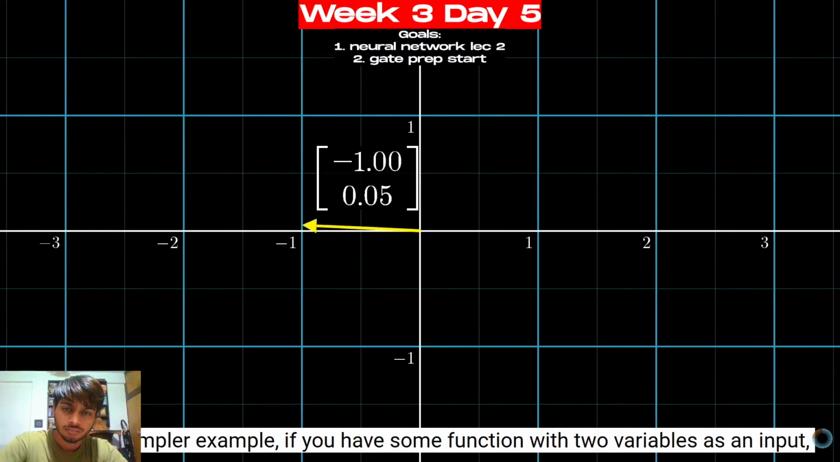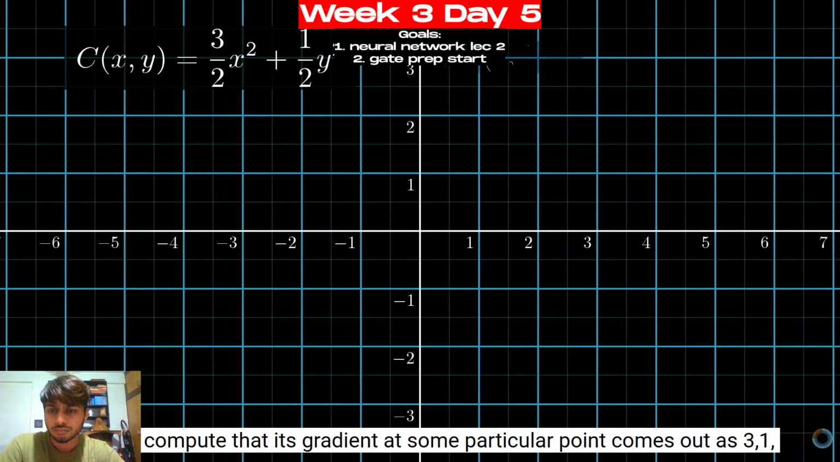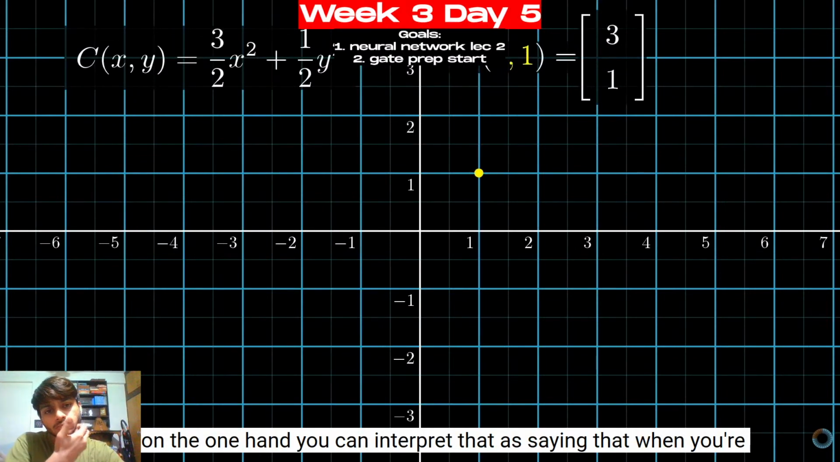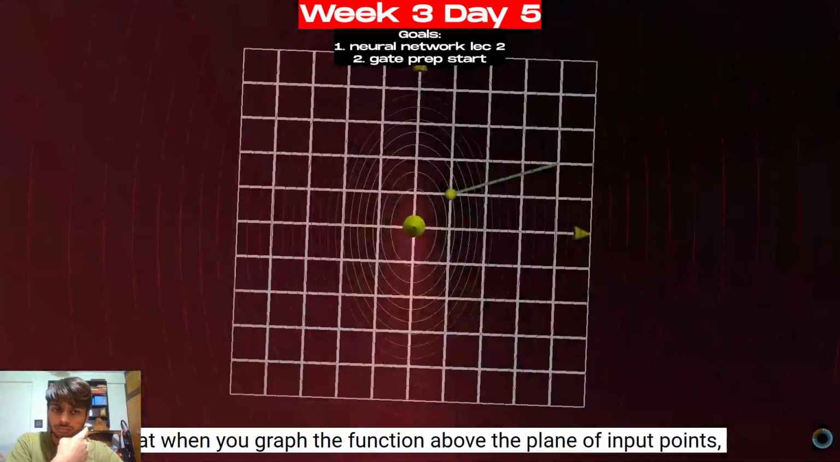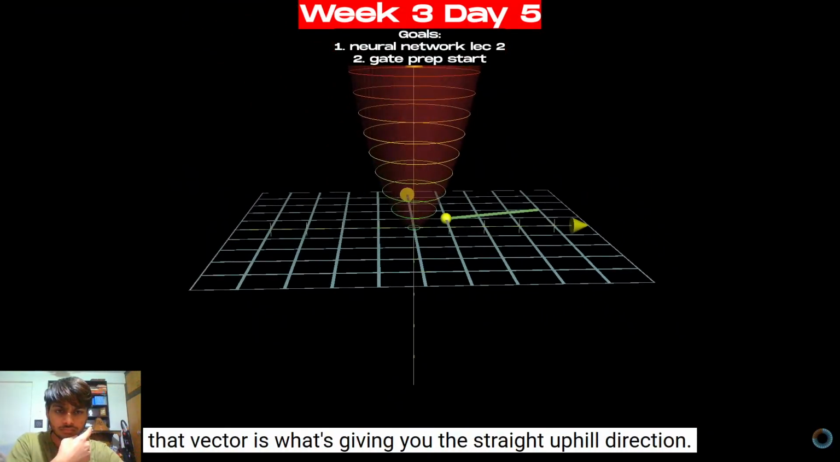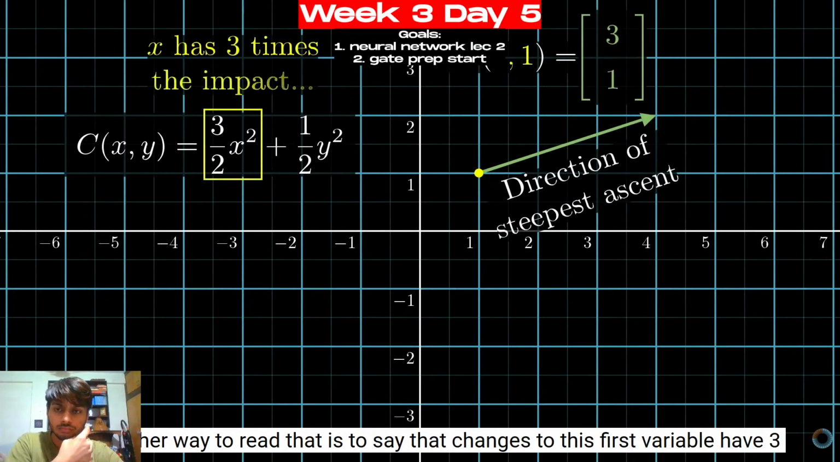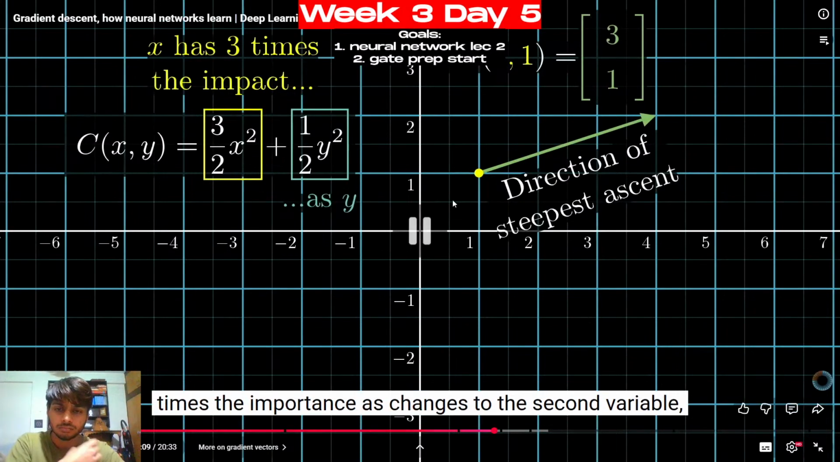To take a simpler example, if you have some function with two variables as an input, and you compute that its gradient at some particular point comes out as 3, 1, then on the one hand, you can interpret that as saying that when you're standing at that input, moving along this direction increases the function most quickly. That when you graph the function above the plane of input points, that vector is what's giving you the straight uphill direction. But another way to read that is to say that changes to this first variable have 3 times the importance as changes to the second.